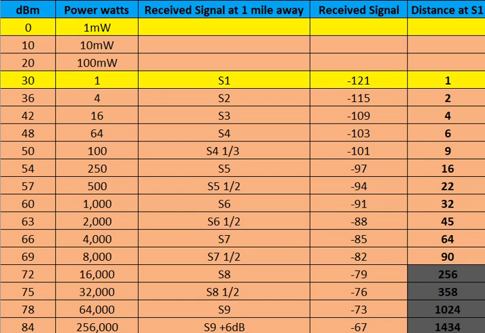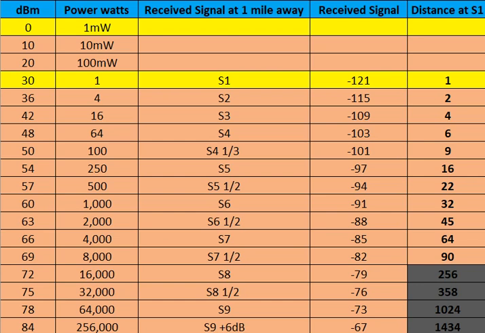At S1 with 1 watt, it would take 4 watts, 6 dB more, 4 times more power to move the needle up to S2. And to get it to S3, I would need to up the power to 16 watts. And to get to S4, I'd need to run 64 watts. And at 100 watts, it would just be a little over S4. So you look at the difference between 1 watt and 100 watts, which is 100 times more power, right? The difference is just over 3 S units.